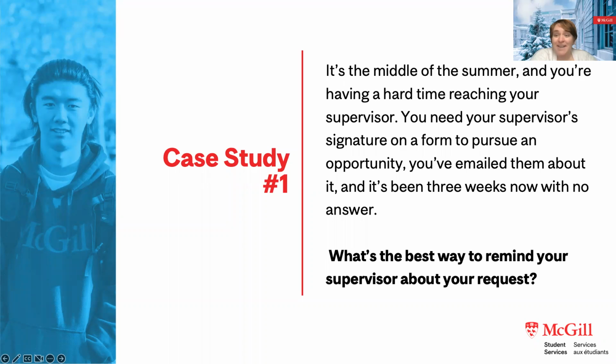Okay, so case study 1, it's the middle of the summer and you're having a hard time reaching your supervisor. You need your supervisor's signature on a form to pursue an opportunity. You've emailed them about it and it's been 3 weeks now with no answer. What's the best way to remind your supervisor about your request?